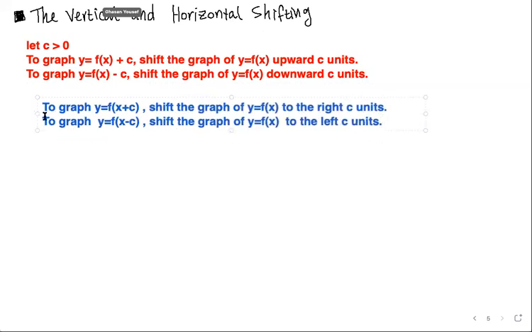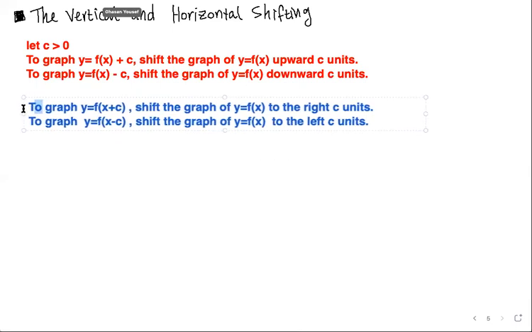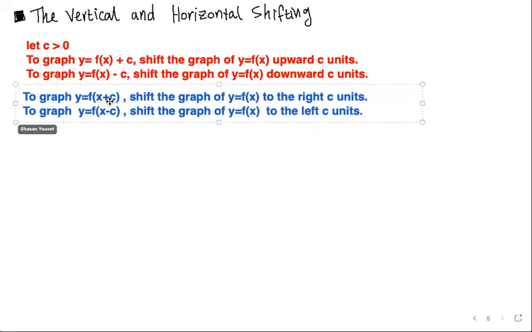Same things, same idea. To graph y equals f of x plus c, we shift the graph of y equals f of x to the right c units. No, it's the opposite. Plus moves to the left and negative moves to the right. Plus, yeah, to the left and negative to the right. Nice, thanks.